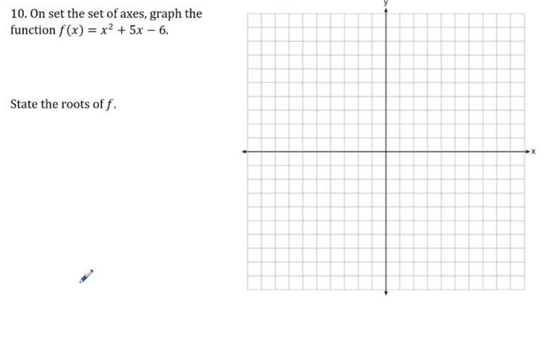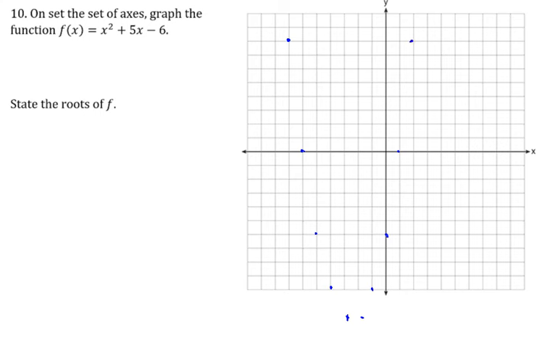So I go to my table and I see negative 7 has a y value of 8, negative 6 has a y value of 0, negative 5 has a y value of negative 6, negative 4 has a y value of negative 10, negative 3 has a y value of negative 12, that's off the graph, negative 2 is negative 12, negative 1 is negative 10, 0 is negative 6, 1 is 0, and then 2 is 8.